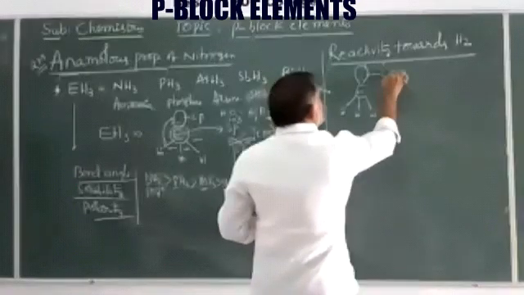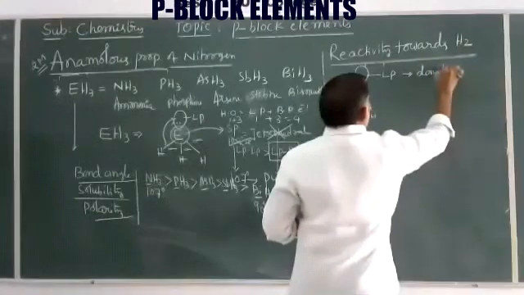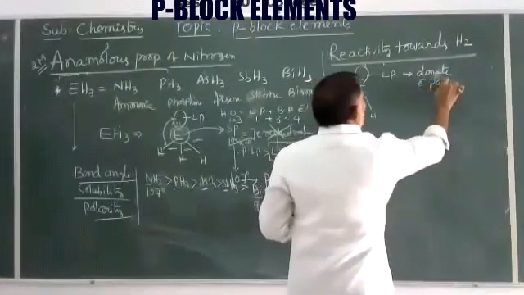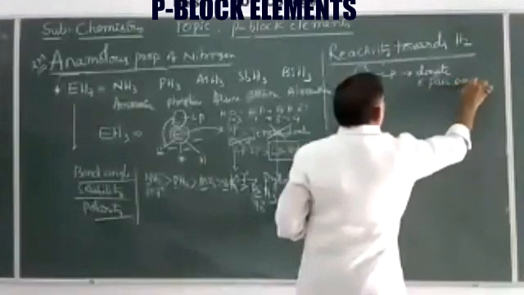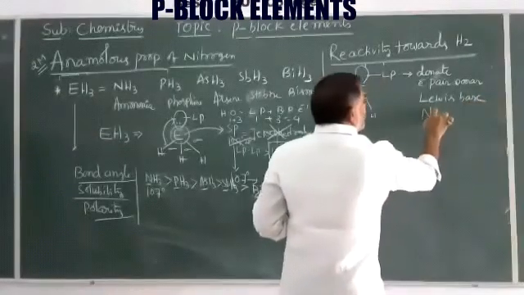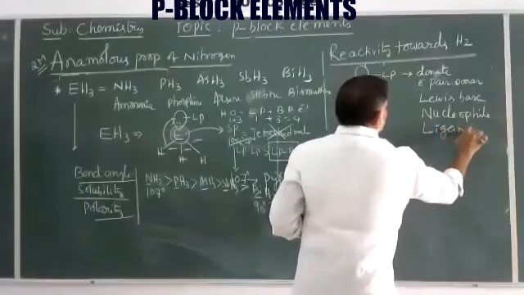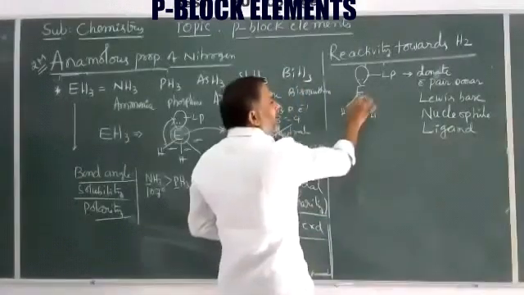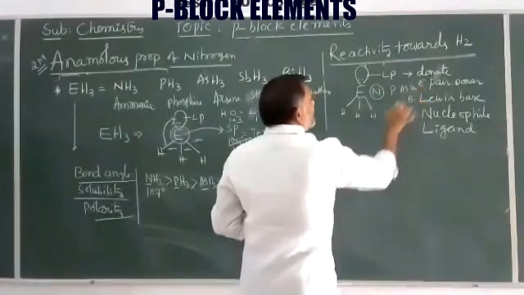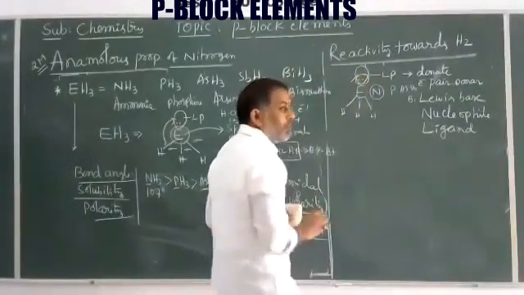This lone pair is ready to donate to other elements, metal ions, or any species. So the electron pair donor is a Lewis base. This Lewis base also acts as a nucleophile and as a ligand. For nitrogen, polarity is more than phosphorus, arsenic, antimony and bismuth. That's why donation capacity also increases, and that's why basic strength also increases.